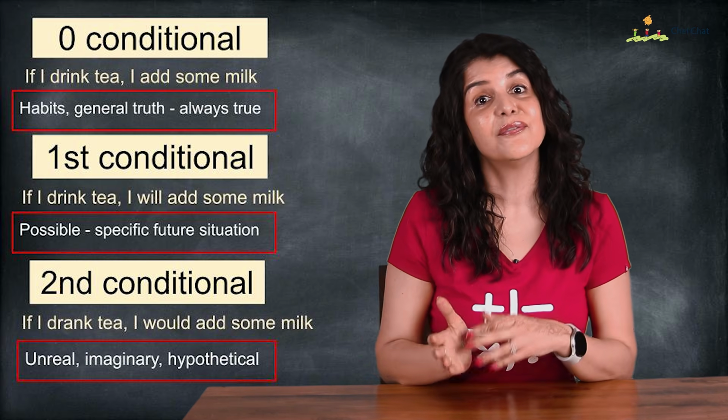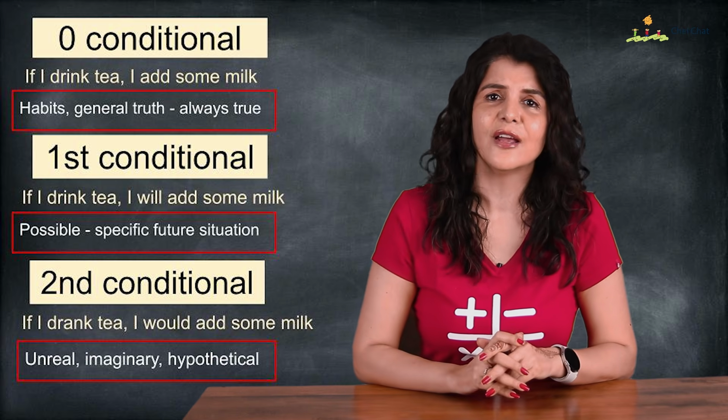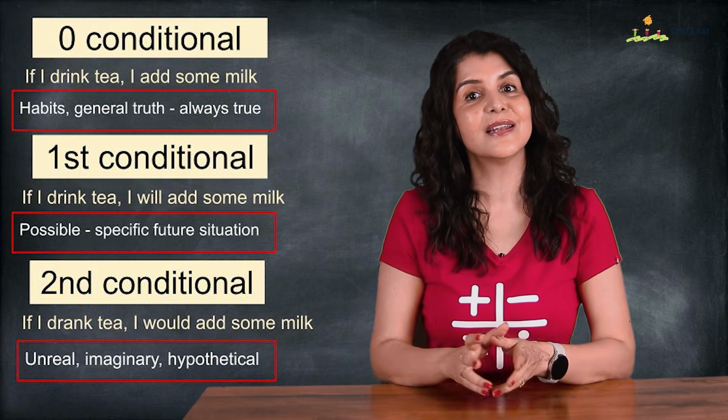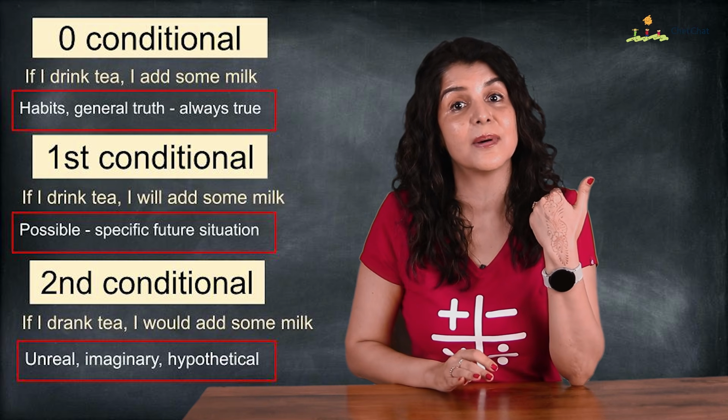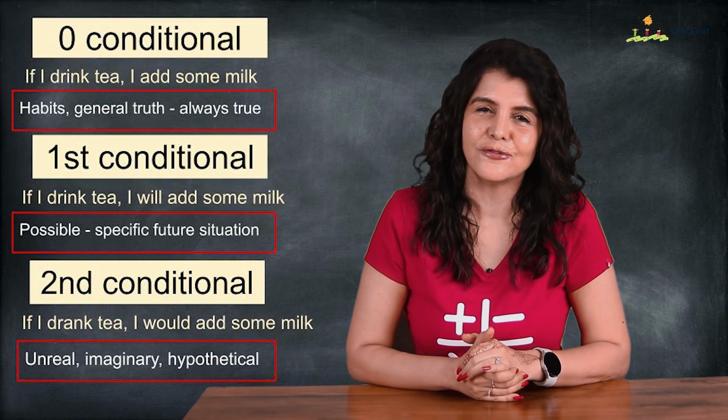Second conditional. If I drank tea, I would add some milk to it. Dreamer. Imagining that if they had tea at some point in the past, then they would add some milk to it. Well, dream, dream, dream along.